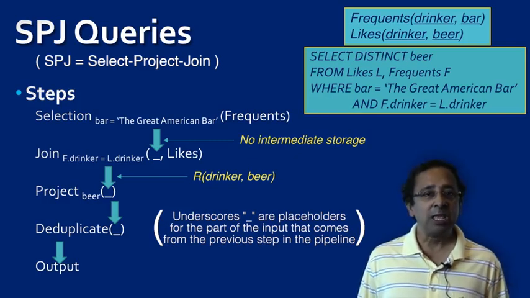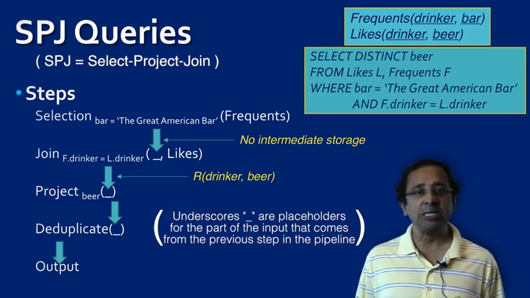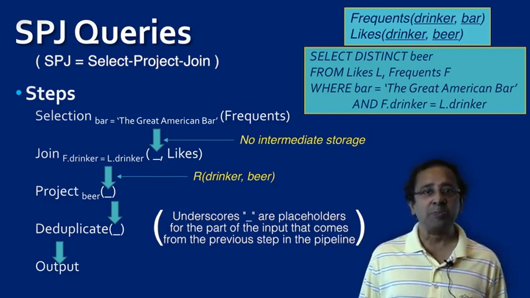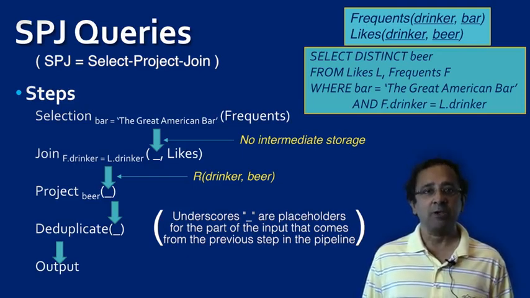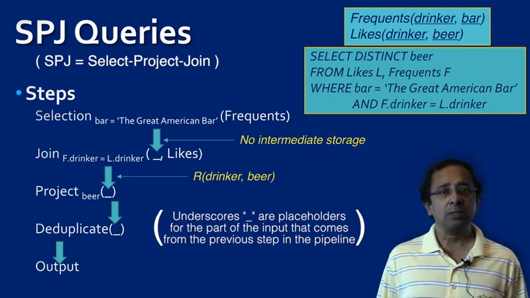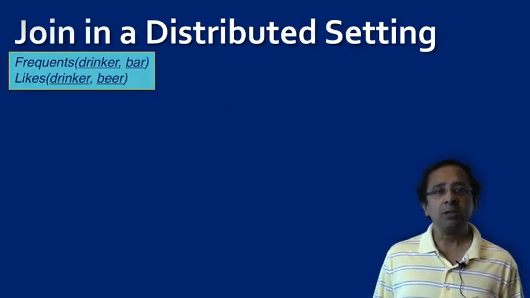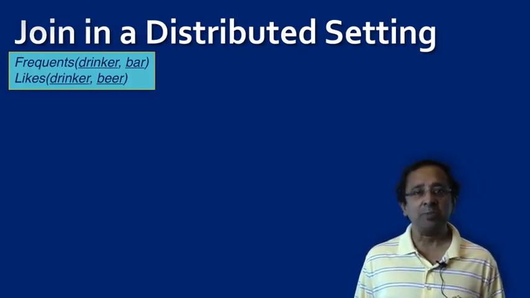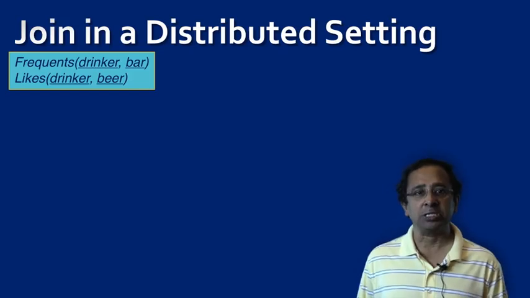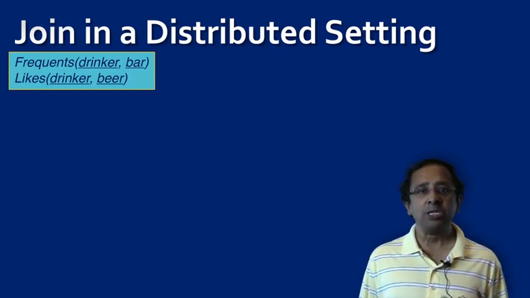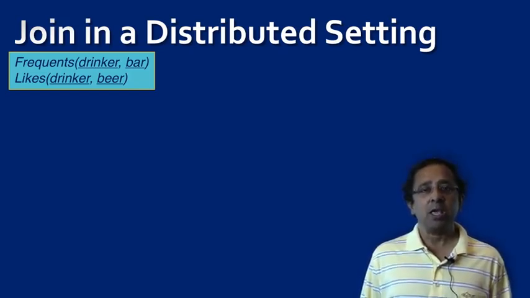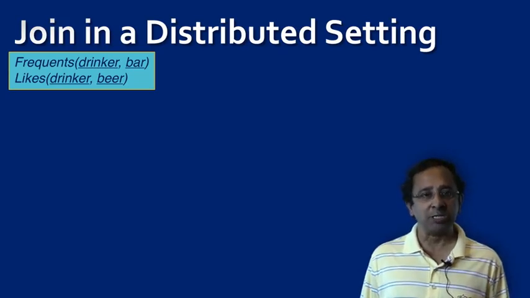We have already seen how the select project queries on single tables are evaluated when the tables are partitioned across several machines. We'll now see how we process join queries in the same setting. For our case, consider that the likes and frequents tables are on two different machines. In the first part of the query, the selection happens on the machine with the frequents table. The output of the query is a smaller table with the same schema as frequents, that is with drinkers and bars.